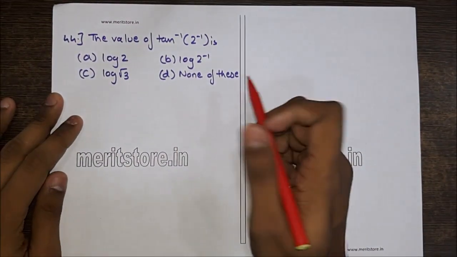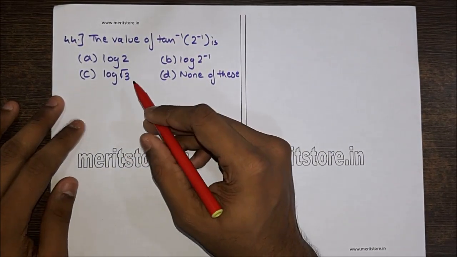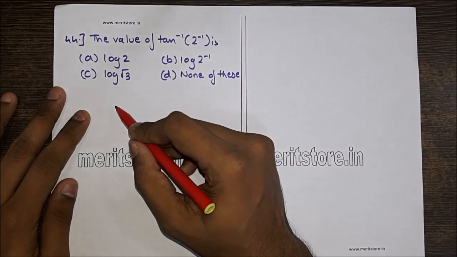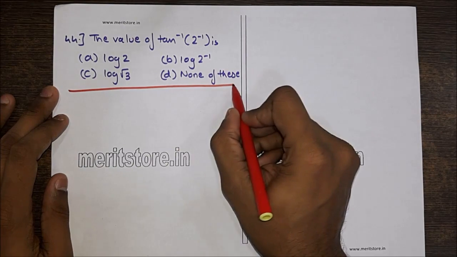The value of tan hyperbolic inverse of 1 by 2 is option A log 2, option B log 2 raised to minus 1, option C log root 3, or option D none of these.